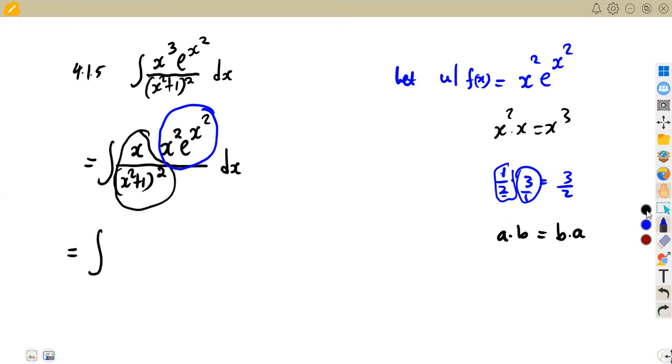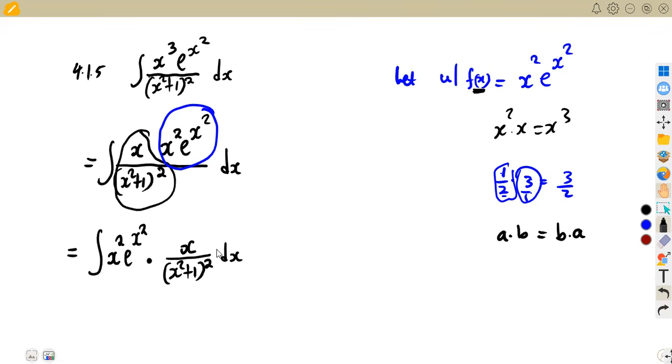All right, so as for me, I'm going to start with this part, the one that is representing our f of x, which is best for us to start with. So it's going to be x squared e to the exponent of x squared times this part that is remaining, which is x over x squared plus 1, to the exponent of 2 dx. So we now have 2 terms that we are considering, this term and this term.